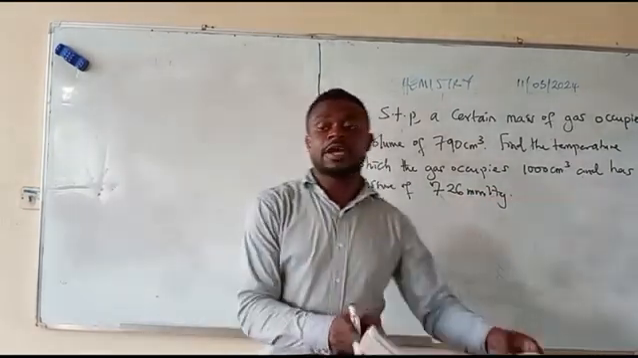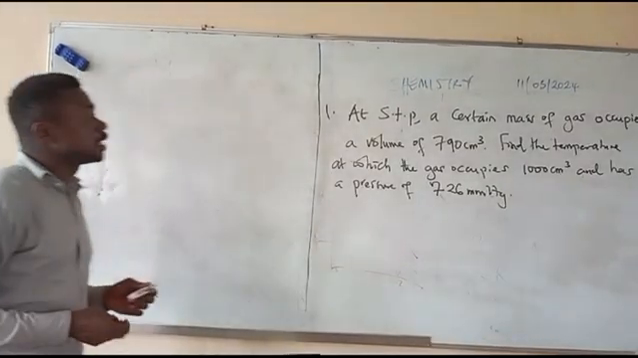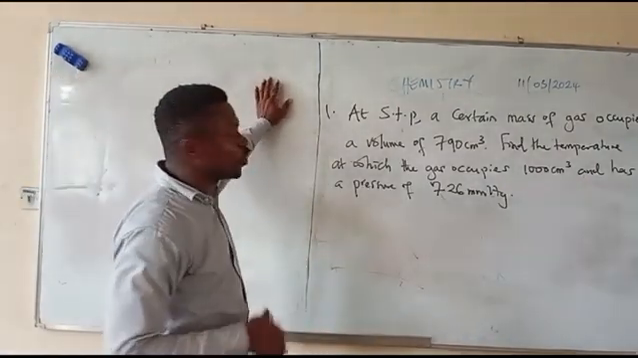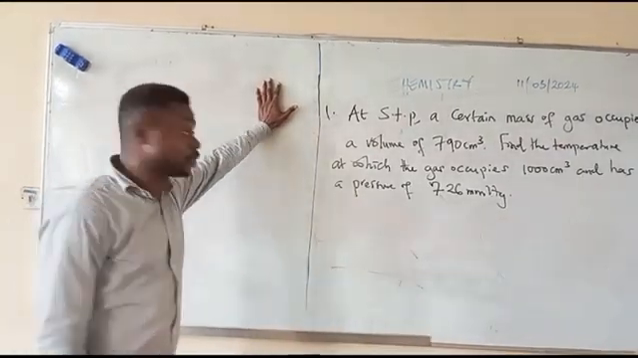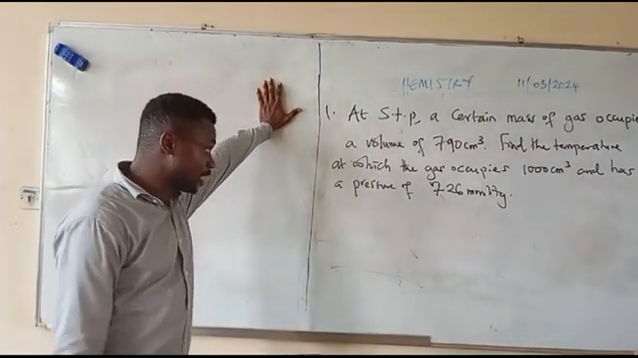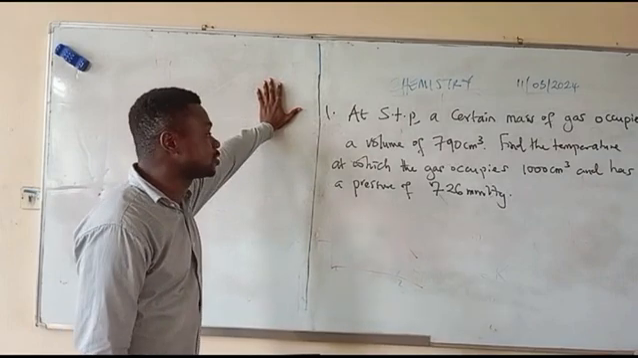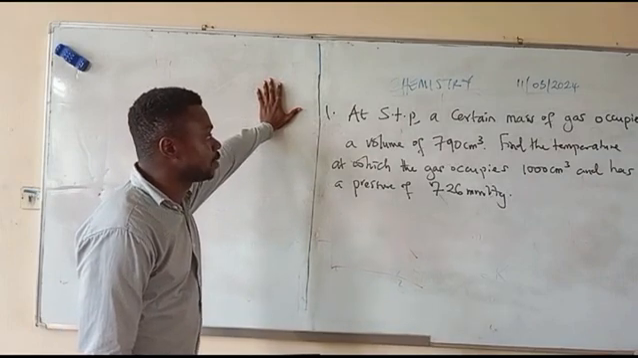The question says, at STP, a certain mass of gas occupies a volume of 790 cm3. Find the temperature at which the gas occupies 1000 cm3 and has a pressure of 726 millimeter mercury.